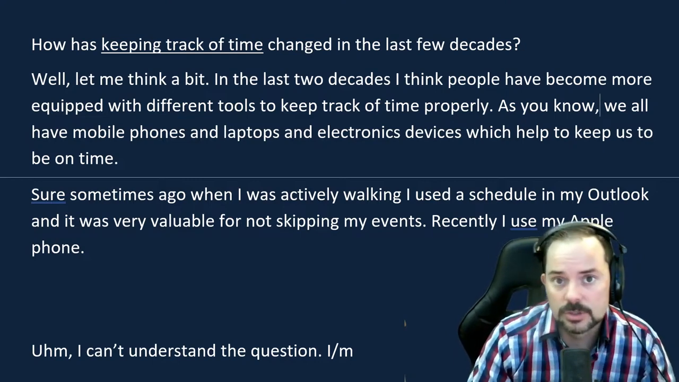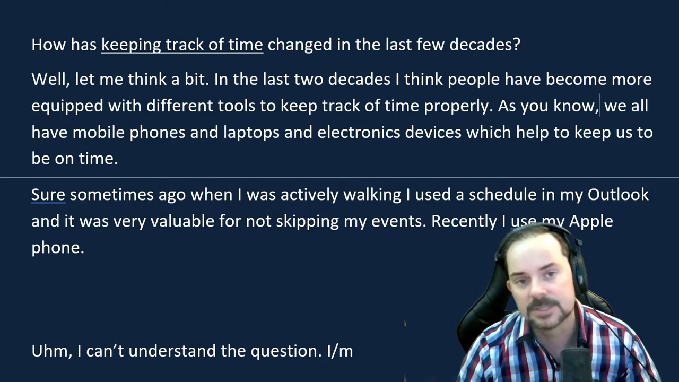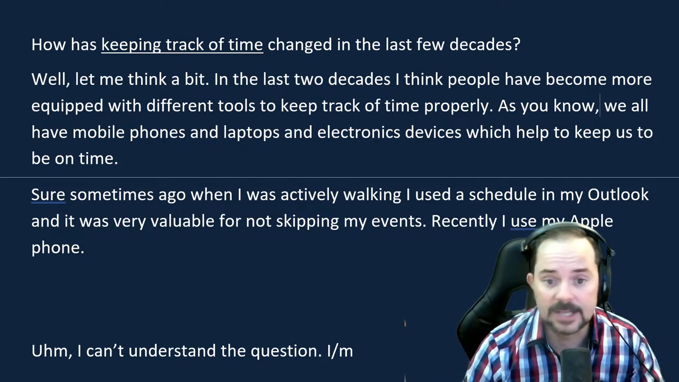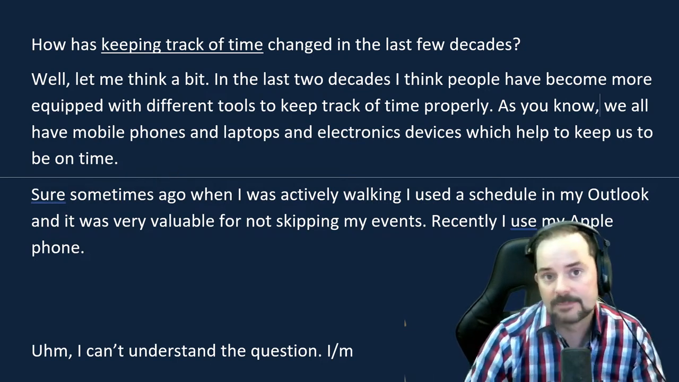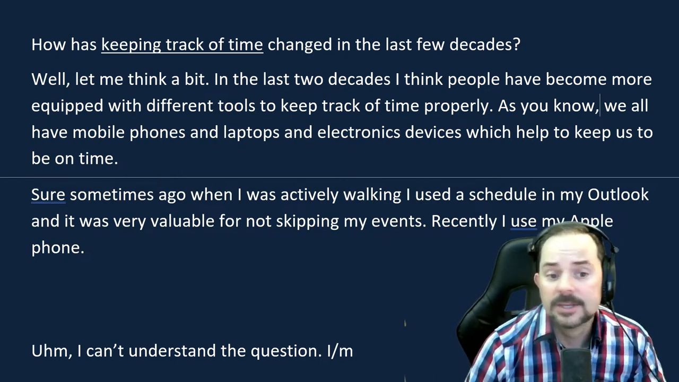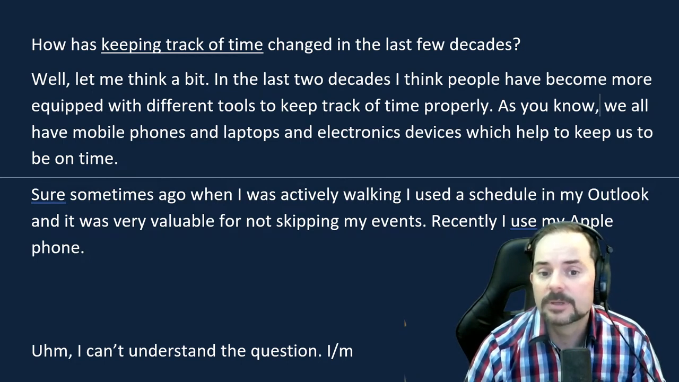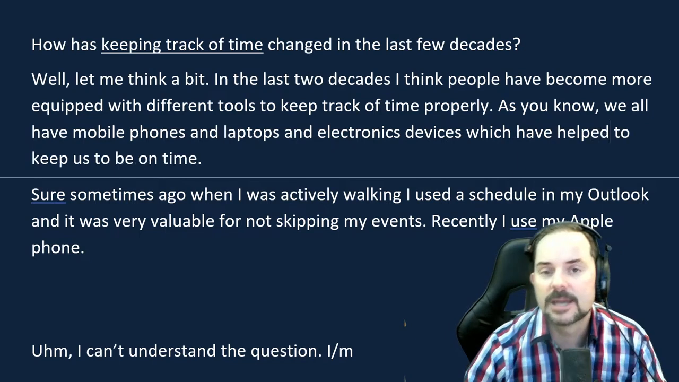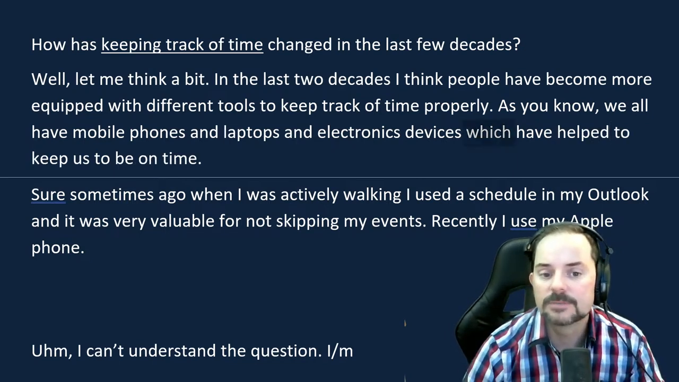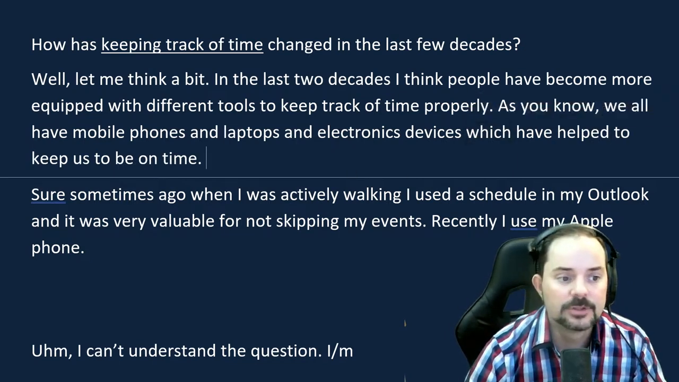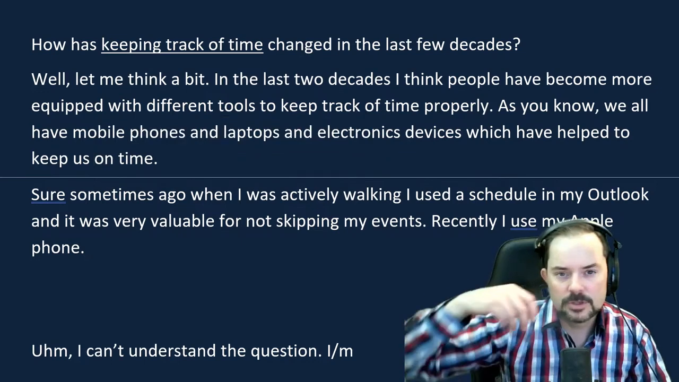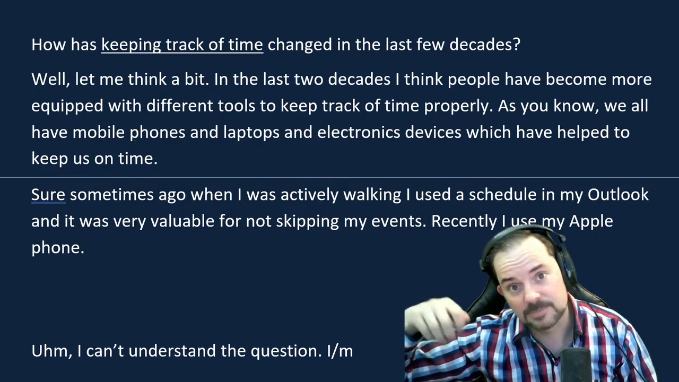Here we do know. It would be silly to say we don't know about mobile phones and laptops. So here you used it correctly. As you know, we all have mobile phones and laptops, and that's good. And other electronic devices which have helped, right? So here's another place I could stick in that present perfect, which have helped. Good use of the adjective clause, which have helped to keep us on time. Not keep us to be, just keep us on time.